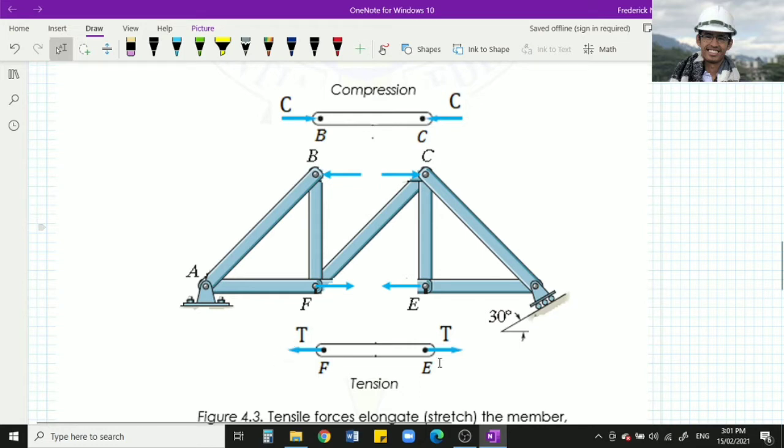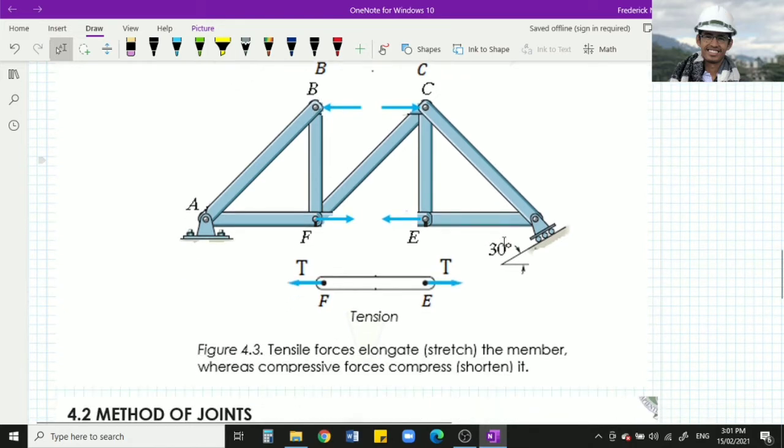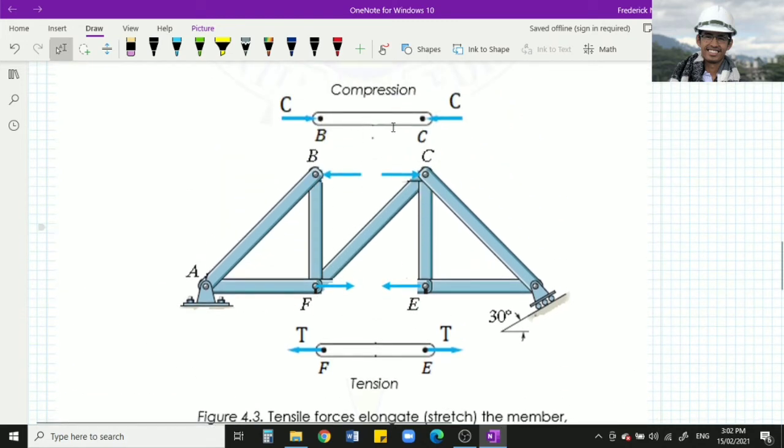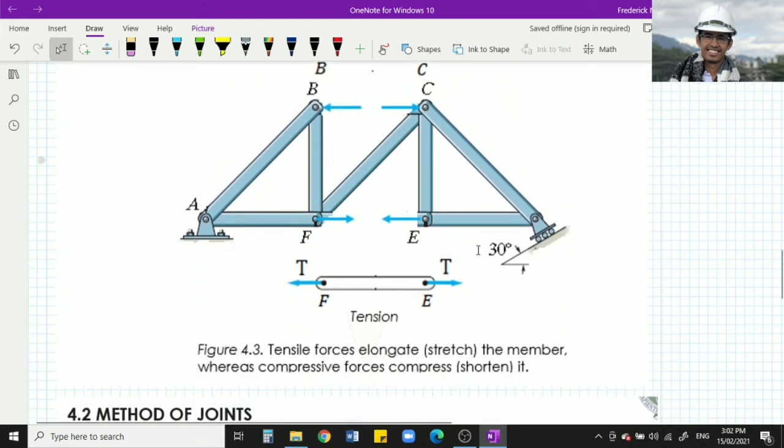So class, dalawa lang yung magiging nature ng ating forces na nag-act sa member ng trusses. So it is either compression or tension. Okay? So kapag compression, towards dun sa ating pin, sa ating joint, and kapag tension, away naman sa ating joint. So tensile forces elongate, stretch the member, whereas compressive forces compress it. Okay? So kapag compression, kinocompress niya yung member natin, katulad ng nandito sa figure natin. And kapag tension, ini-stretch niya naman yung ating member.